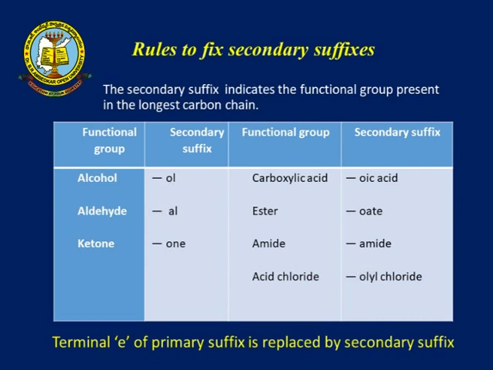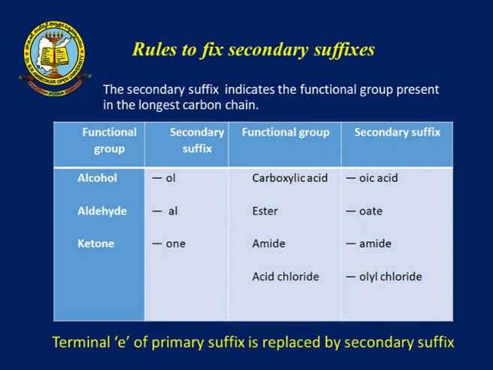So, what are these secondary suffixes? For example, alcohol must be said as a secondary suffix, then you should use OL. If it is an aldehyde group, AL must be used. How should it be used? The terminal E of the primary suffix must be replaced by the secondary suffix. If it is ene, E must be replaced with OL: ene, ol, enol, it becomes enol.